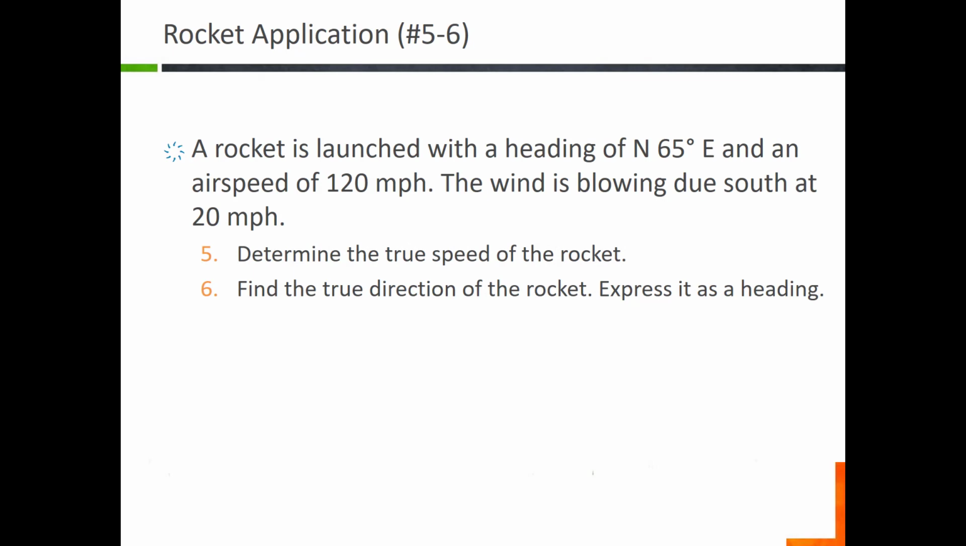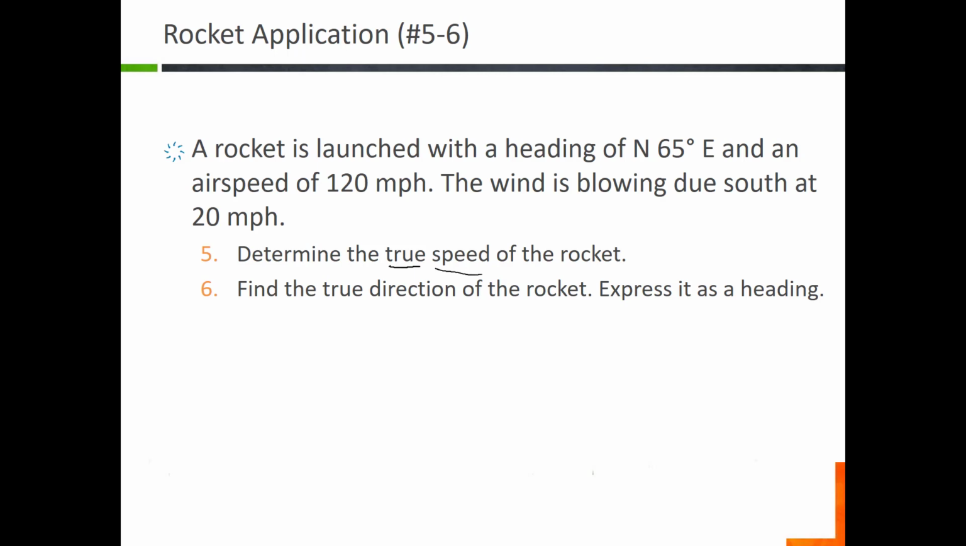All right, so next we want to figure out what is the true speed. Remember, when we say the word true, we're talking about how fast the rocket is actually going to travel. We know its initial launch was 120 miles per hour, but the wind is coming into play. So we want to figure out how fast it is actually traveling. And again, we're talking about speed, so we want to find its magnitude.